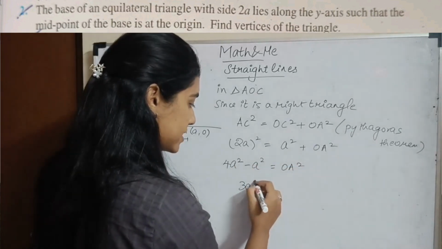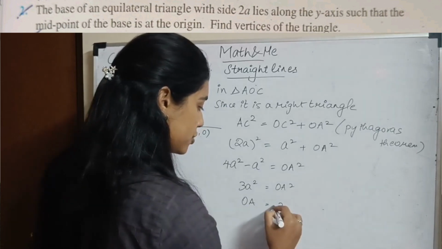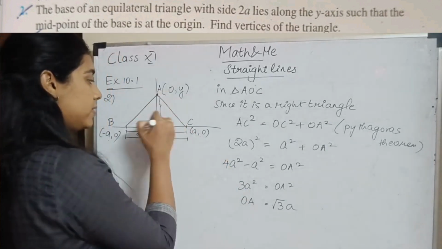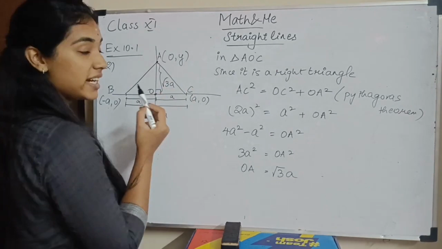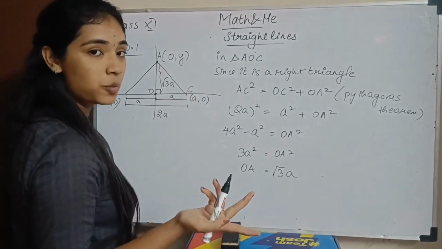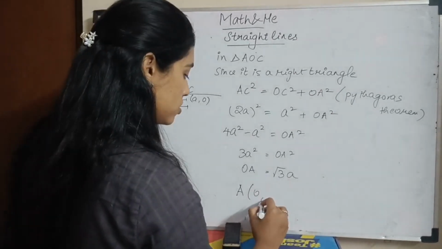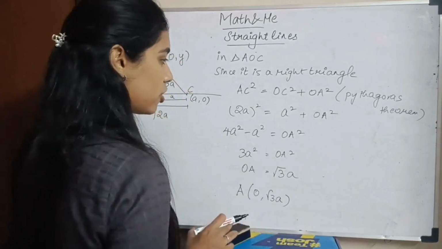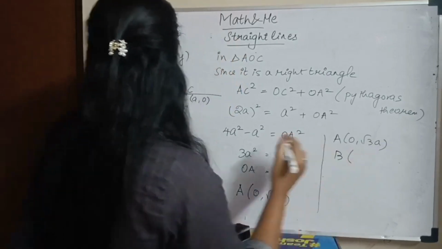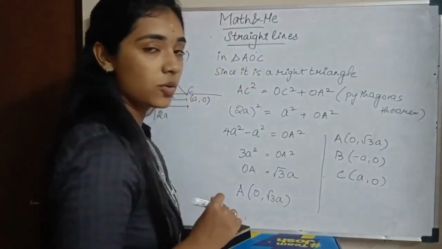You have 3A square equals OA square, meaning OA is root 3 and the A comes out. So it's root 3A. So we know that OA's length is root 3A, which means it is at a distance of root 3A from the origin, which means that the y coordinate is root 3A. So we have found the third vertex of the triangle. We have the coordinates of A to be 0, root 3A. So what are all the coordinates of the triangle? We have A (0, root 3A), B which is (minus A, 0) and C which is (A, 0). So these are all the coordinates of the triangle.